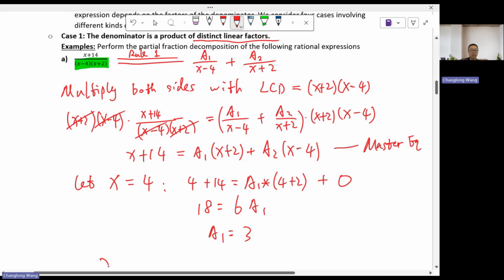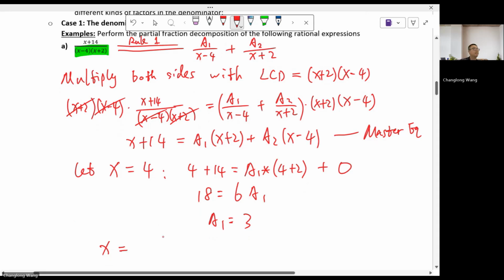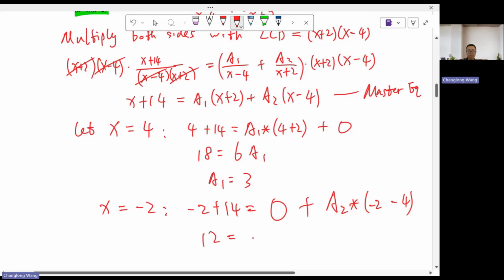Now, can you guys come up with some other x value so I can kill the first part and find out what a2 is? What do you want to take x to be? Negative 2. Good. Now on the left-hand side, it's negative 2 plus 14. On the right-hand side, you get a big fat 0, and a2 times negative 2 minus 4. You get 12 equals negative 6 times a2, and a2 is negative 2.